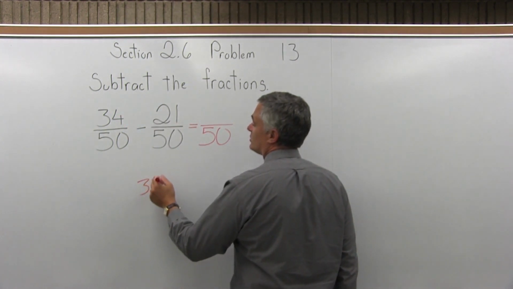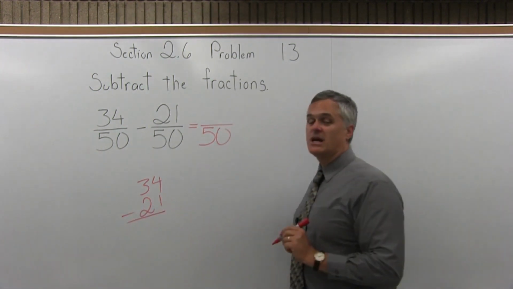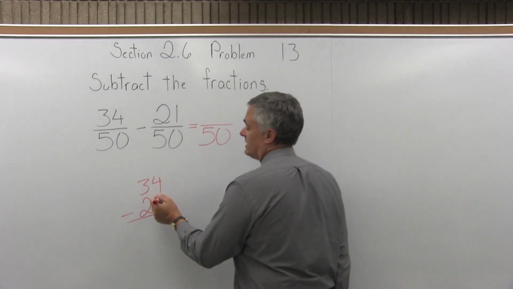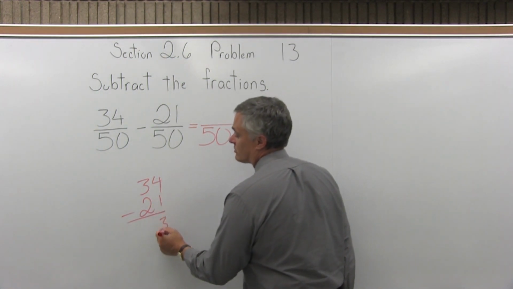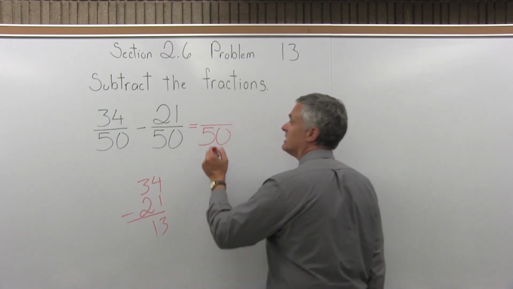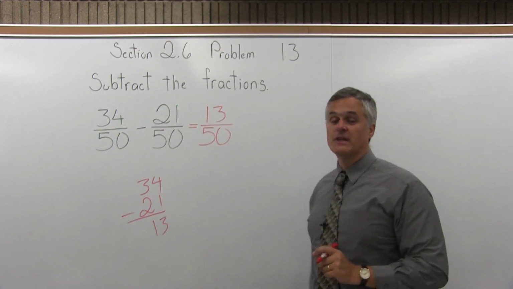Now if those numbers are all too big and you're not comfortable subtracting them in your head, you just go off to one side and just do it out. So 4 minus 1 is 3, and then 3 minus 2 is 1. So the answer is 13. So my answer is 13 over 50.